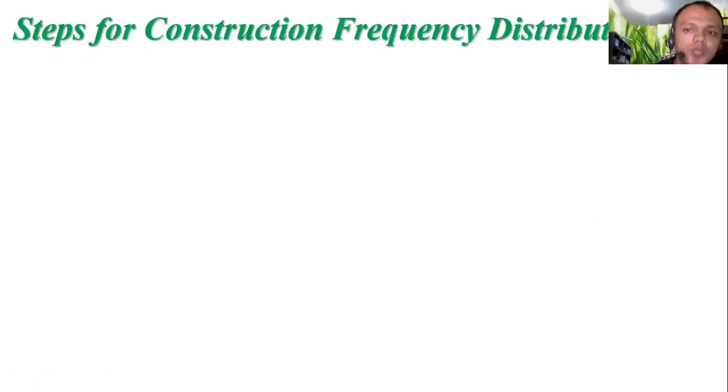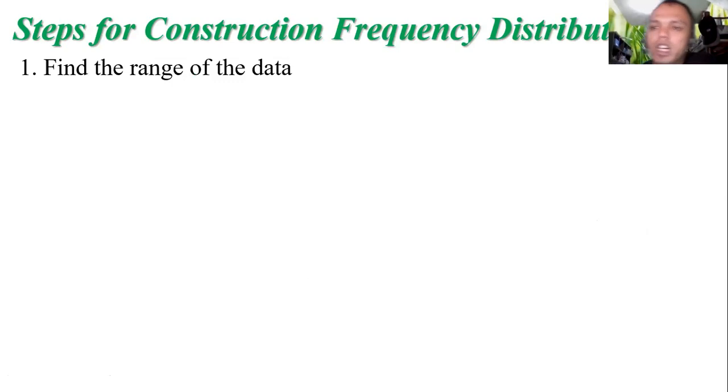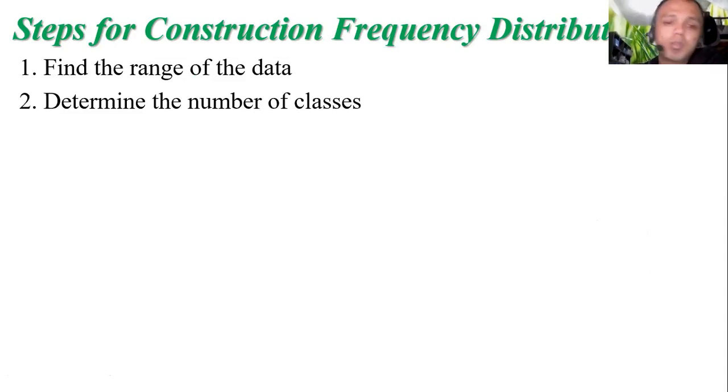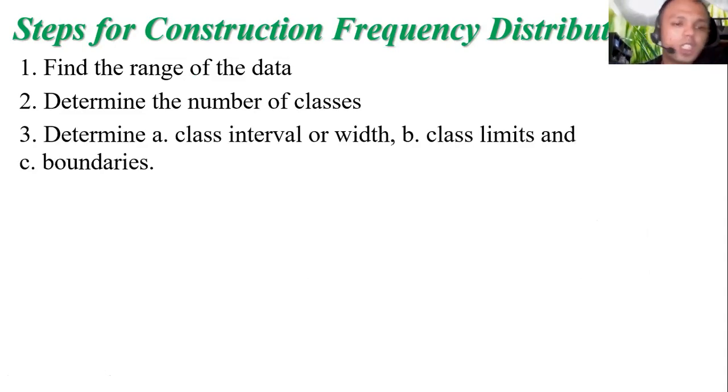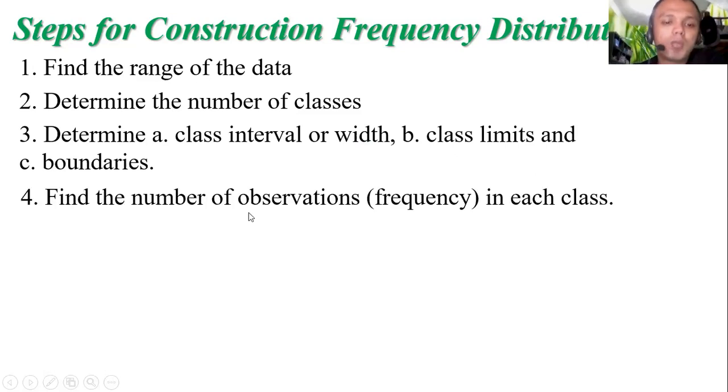Okay? Now, next. Steps for constructing a frequency distribution, especially for grouped data. So the first thing to do is to find the range of the data. Okay, we're on grouped data now. Find the range of the data. Next, determine the number of classes. Next, determine the class interval or width, the class limit, and the class boundaries. Next, find the number of observations or frequency in each class.